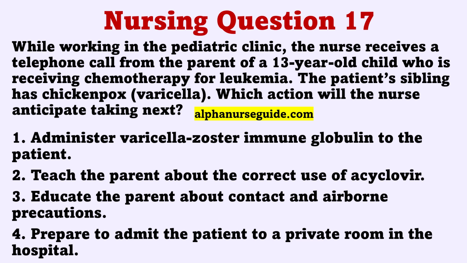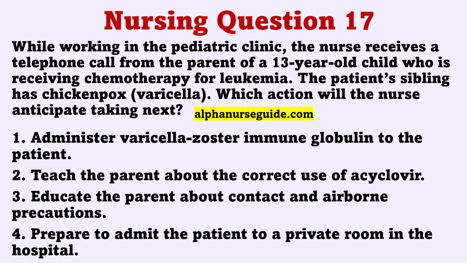The correct answer is 1. Administer varicella-zoster immune globulin to the patient. The administration of varicella-zoster immune globulin can prevent the development of varicella in immunosuppressed patients and will typically be prescribed. Acyclovir therapy and hospitalization may be required if the child develops a varicella-zoster virus infection. Contact and airborne precautions will be implemented to prevent the spread of infection to other children if the child is hospitalized with varicella.